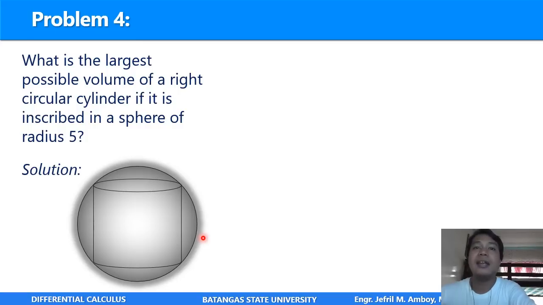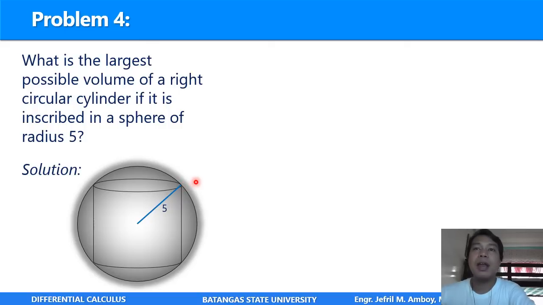Of course, kailangan natin ng label. 'Di ba? Diyan tayo mahilig. Minsan gusto natin may label tayo, no? Kesa naman wala. Sige, lagyan natin ng label. Simulan natin dun sa given. Ano bang given? Ang given ay yung radius ng sphere na 5. So ilagay natin 'yan. This is the radius of the sphere which is measured to be 5, no?